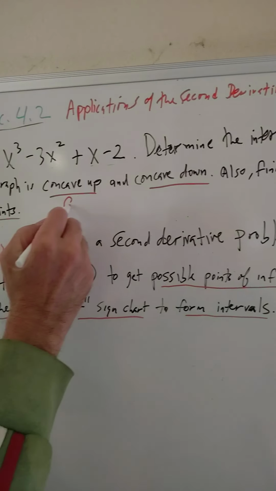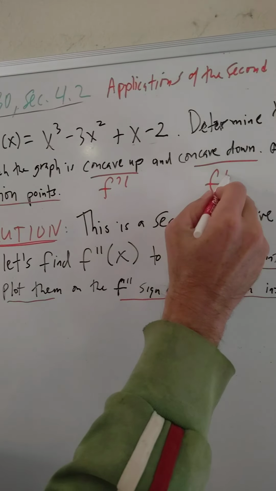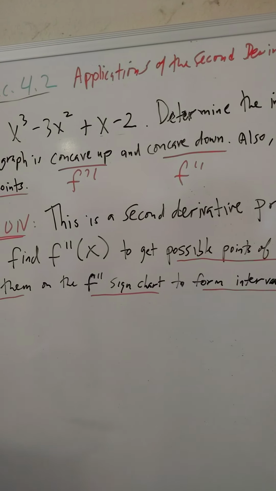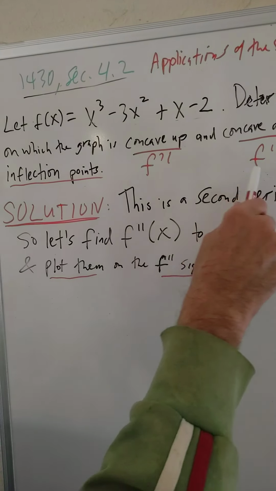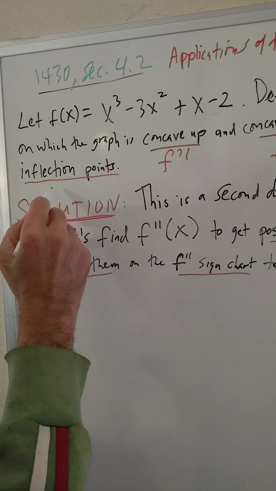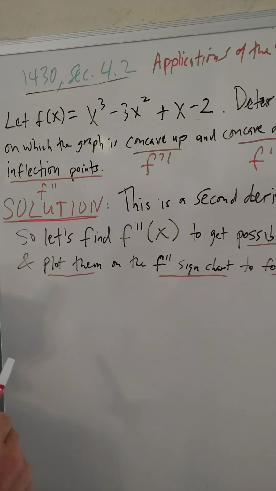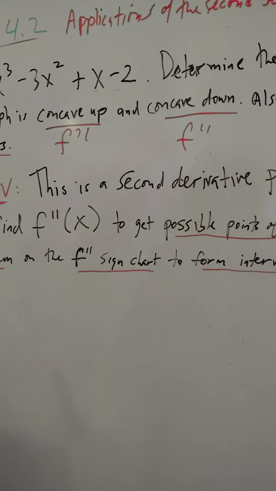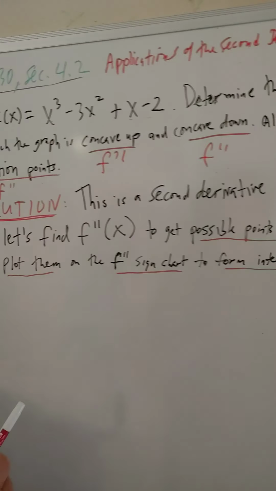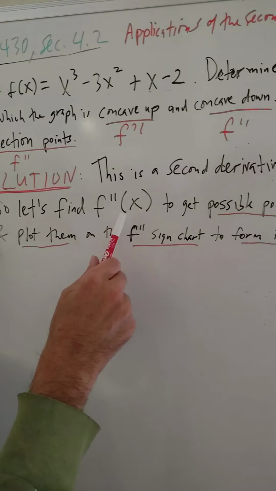So concavity is always an f double prime problem. Whenever you're asked on what intervals we are concave up or concave down, that's an f double prime problem. Likewise with inflection points, that's an f double prime problem. So for a solution, this is a second derivative problem. Let's find f double prime of x.